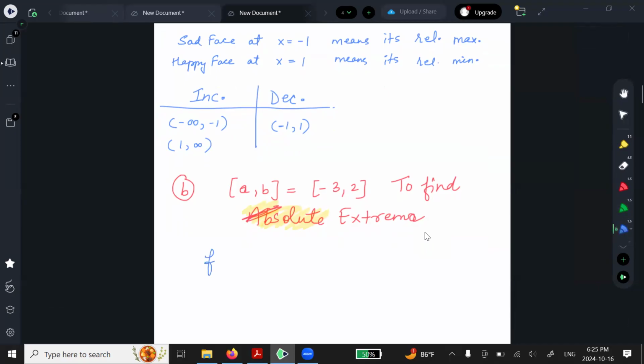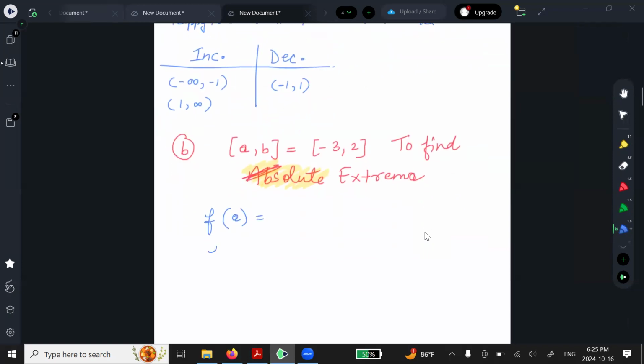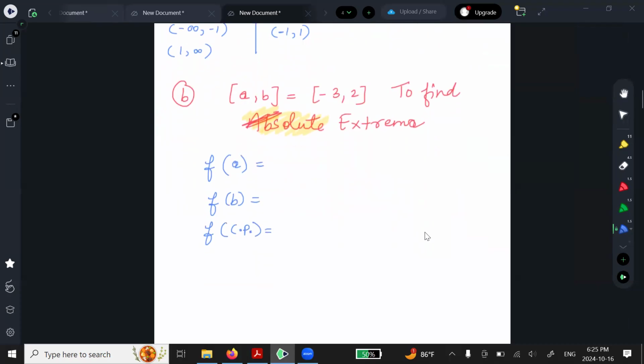And that's it. You just plug in the endpoints in your function, plug in the other endpoint, plug in the critical points. Well, I've got 2 of them, right? So I plug in -1 and I plug in 1. What is my function value? Now this is the easy part. You just plug in everything and see which one is max or min into the original function, right? This is the original function. Original function, right? So who's going to tell me?